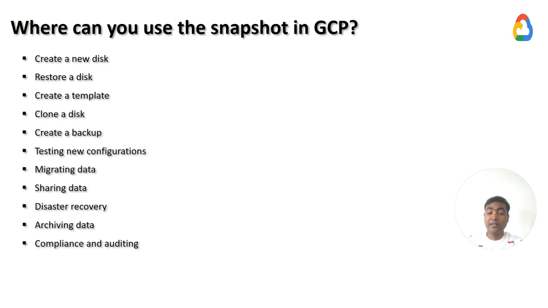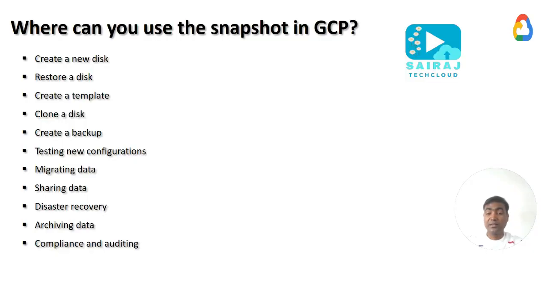Guys, you can create a new disk from a snapshot. This is useful if you want to create a new disk with the same configuration as an existing disk. You can restore a disk from a snapshot. This is useful if you want to restore a previous state. And guys, you can create a template from a snapshot. This is useful if you want to create a template that can be used to create a new disk with the same configuration as the snapshot.